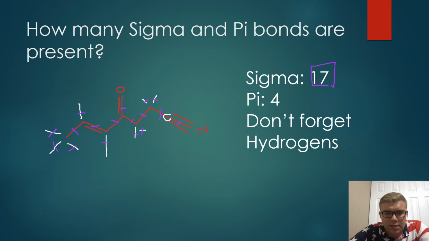We'll count the rest as pi. We'll use green. 1, 2, 3, and 4. So there's 4 pi bonds. Do not forget the hydrogens. When there's carbon chains, they'll trip you up, and that won't be so good.